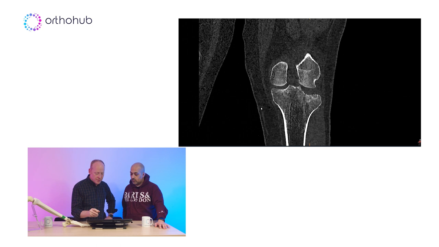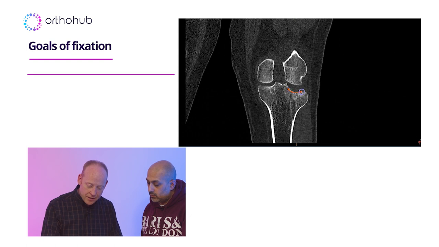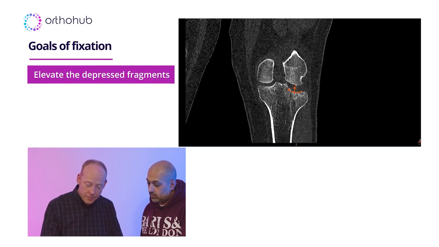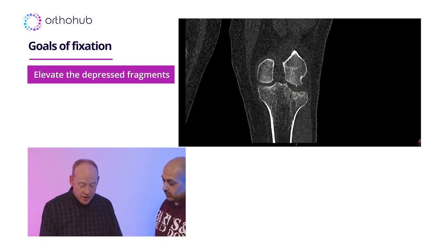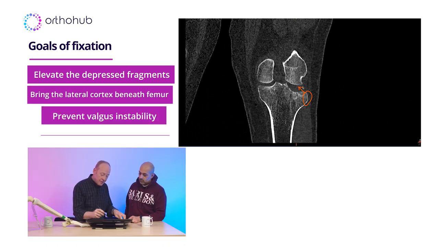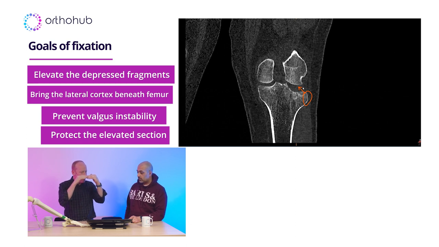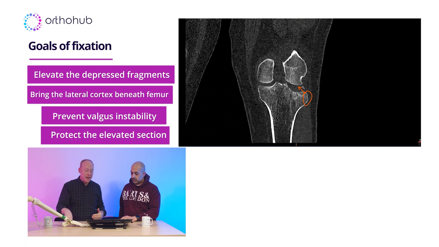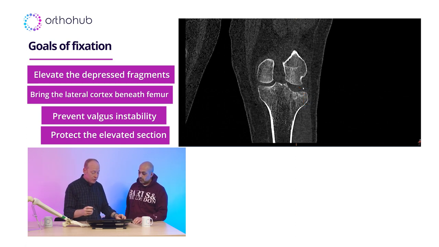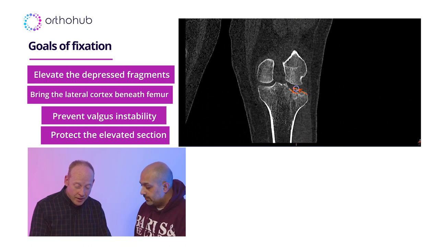What I would say about the coronals is that not only are you trying to get this stuff up, you're also trying to get this lateral condyle, this guy here, underneath the lateral femoral condyle. In other words, you want to tuck the rim underneath. If you just bring up the depression, it isn't necessarily enough. You've got to get the tibial width sorted out such that there are now two resistances to valgus. There is both the depressed fragment, this guy here, which you've brought up, but there's also articular congruity you brought in. That's it.